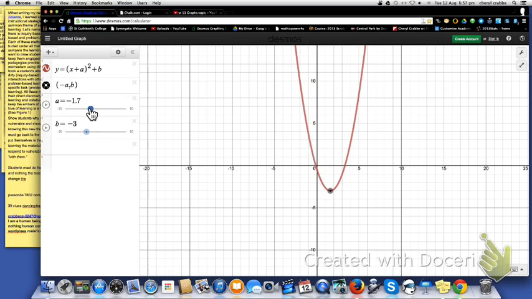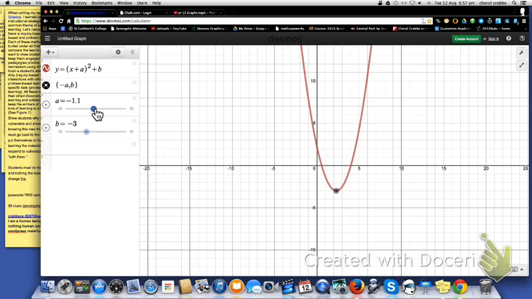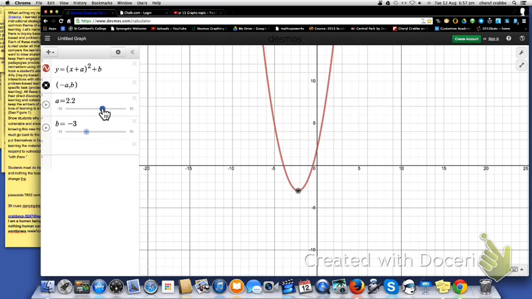Now you can see what's happening here. As I move A, the graph, and in particular the vertex, is sliding right and left. So that's what A actually does to the graph. Now take a look, if A is 2, look where the graph and the position of the vertex is. If it's 3, look where the graph and the vertex is. So when A is 3, the vertex has moved to the left as opposed to the right.